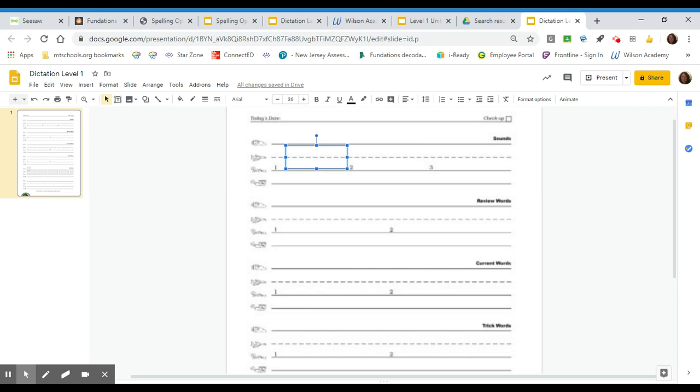Let's begin with sounds. Number 1, please be my echo. Onk, onk. What says onk? O-N-K. Onk. Number 2, Ann, Ann. What says Ann? A-N, Ann. And number 3, Z, Z. What says Z? Z says Z, and we know that S also can say Z.